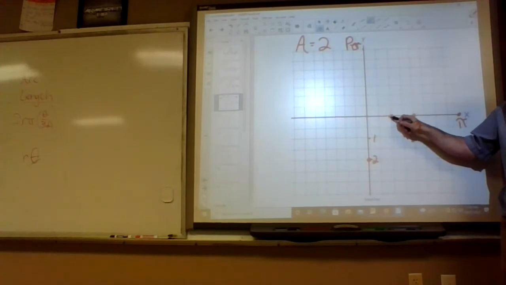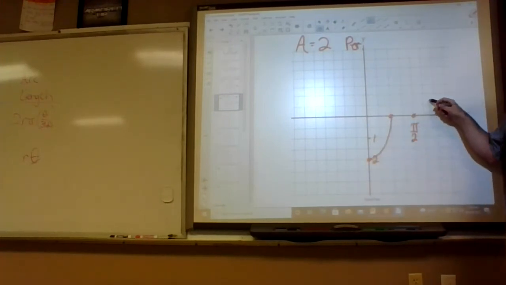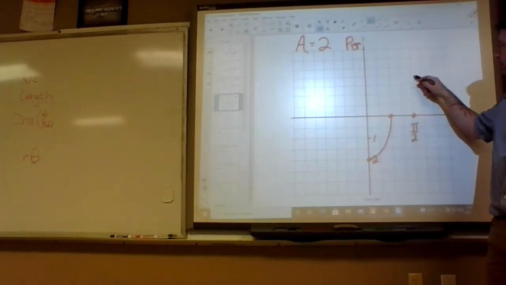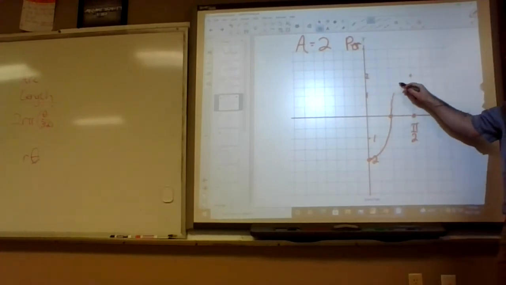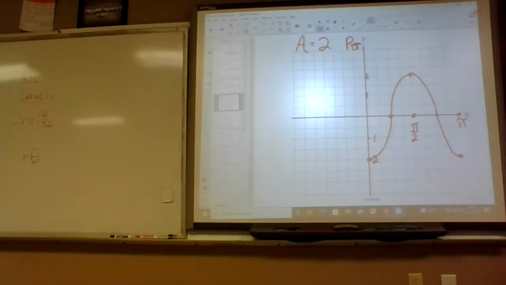By the quarter point, we should be back up to 0. At the half point, we should be up to 2. And we should take it back down to 0. So the period was pi? Yes. It's 2 pi divided by 2, which is pi.